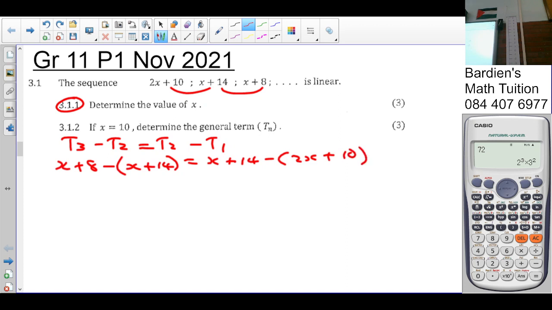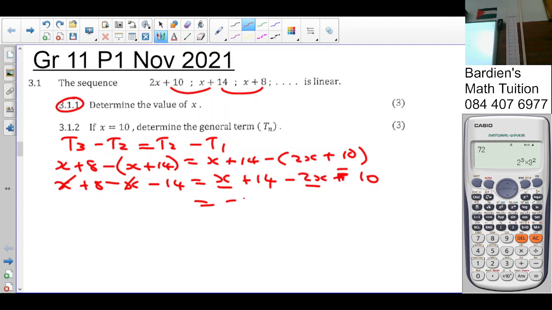Now it has become a matter of solving for x, which gives me x plus 8 minus x minus 14 equals x plus 14 minus 2x minus 10. Bring everything to one side, the x's cancel. So it's going to be x minus 2x minus x. The numbers on the left hand side: 8 minus 14 is negative 6, negative 6 minus 14 is negative 20, plus 10 is negative 10. Divide by negative on both sides, therefore x is equal to 10.